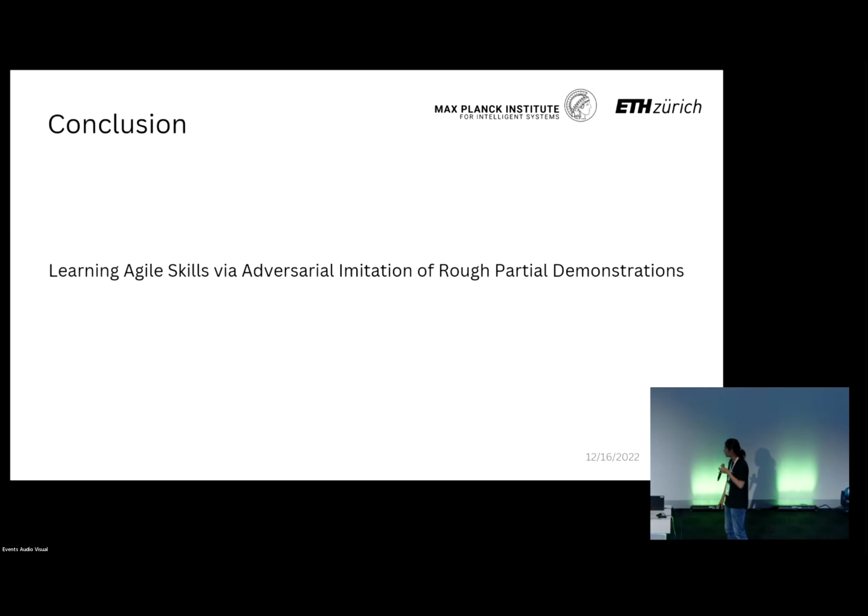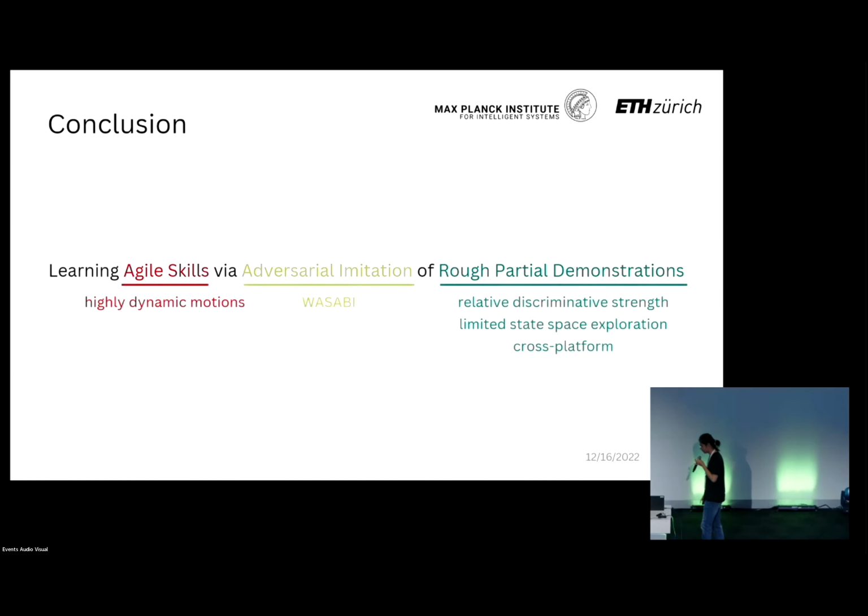Conclusion. Let's go back to our title, learning agile skills. Agile skills really means highly dynamic motions, very complex, that initially seem far beyond the robot capacity. And we use Wasabi. Wasabi really allows us to employ this relative discriminant strength and can help us explore in a limited state space without the possibility of doing reference state initialization. And finally allows us to do cross-platform imitation.